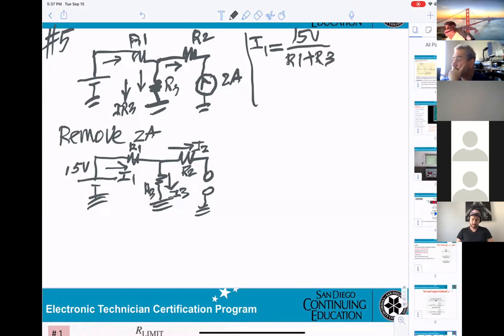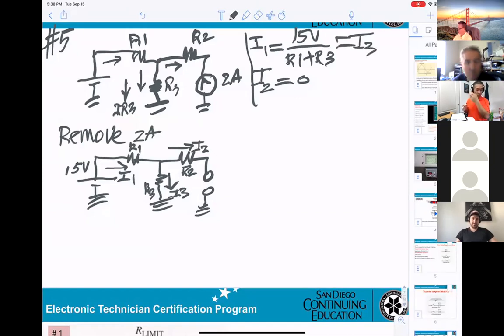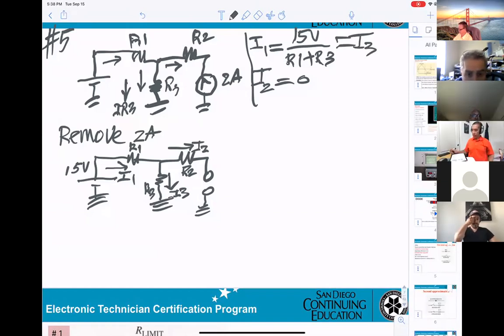The thing is, this is open, so the current going to I2 will be zero. So I1 and I3 are the same current. So I1 equals I3. You get that?